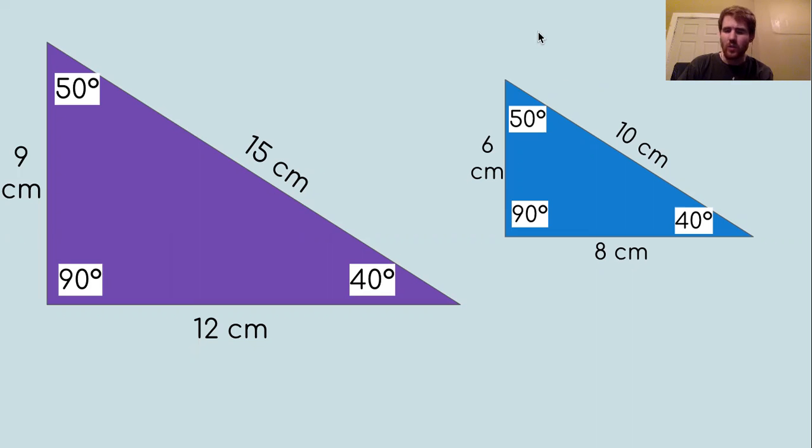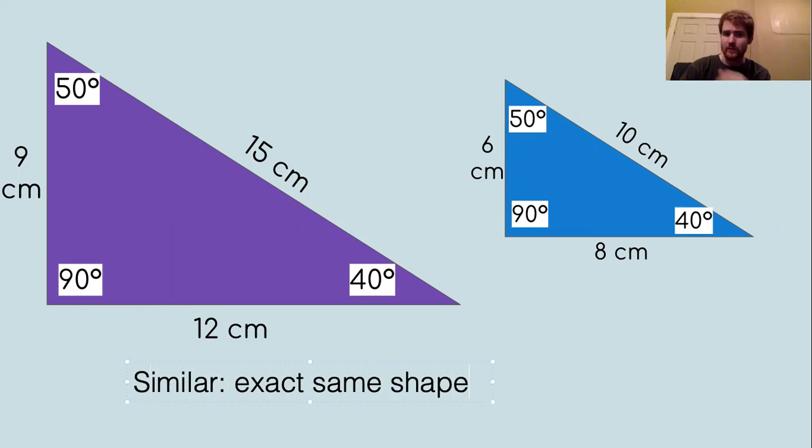So first of all, what does the word similar mean? Well, we talked about the word congruent last unit. Congruent meant the exact same size and the exact same shape. Similar is a similar word, but it doesn't matter if the two shapes are the same size. It only matters if they are the exact same shape. So when you say in geometry that two shapes are similar, it just means that those two shapes are the exact same shape.